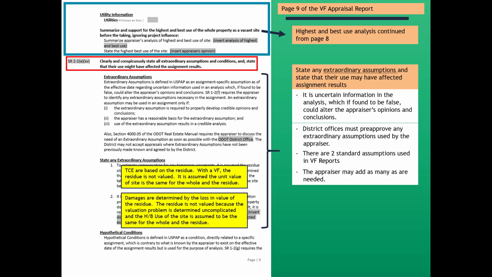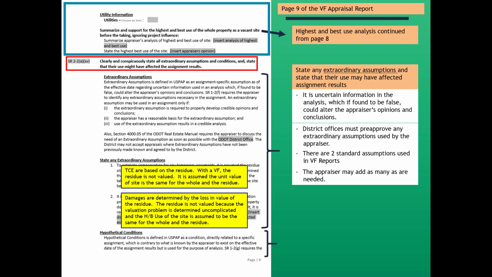And the second assumption is damages are determined by the loss in value of the residue. With the value finding, the residue isn't valued because the valuation problem is determined to be uncomplicated, and the highest and best use of the site is assumed to be the same for the whole and the residue.